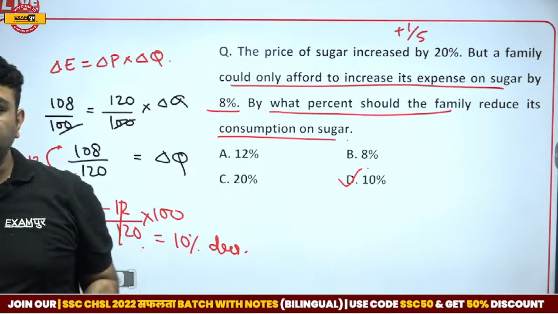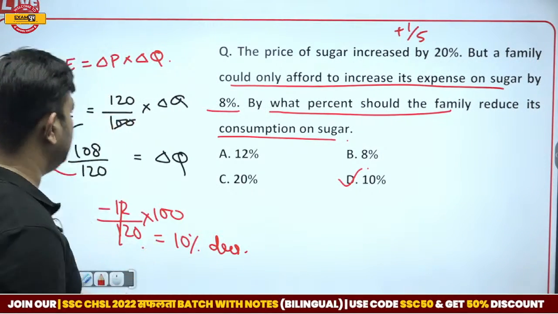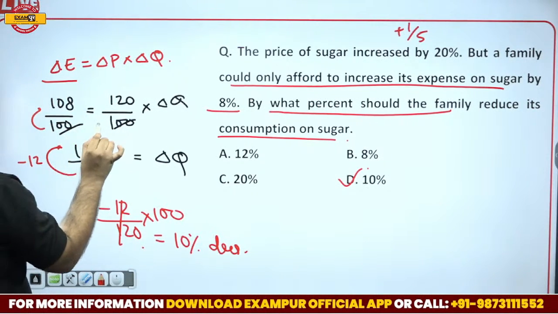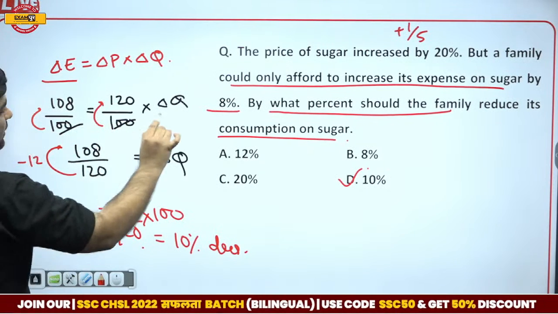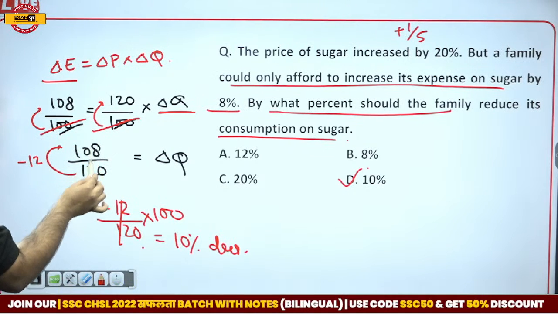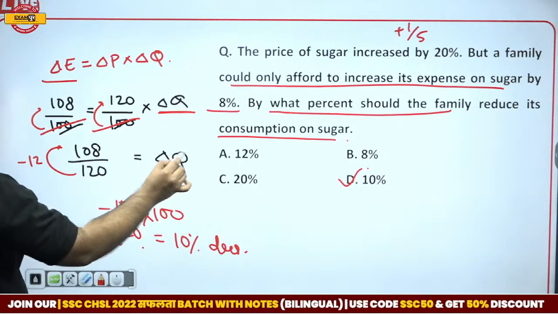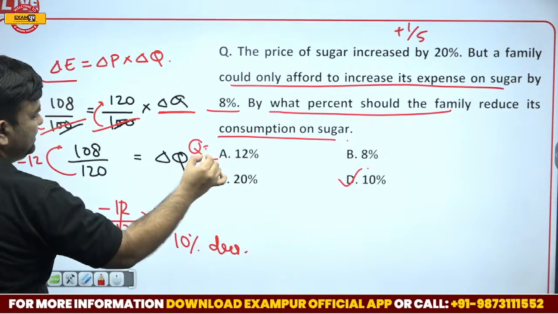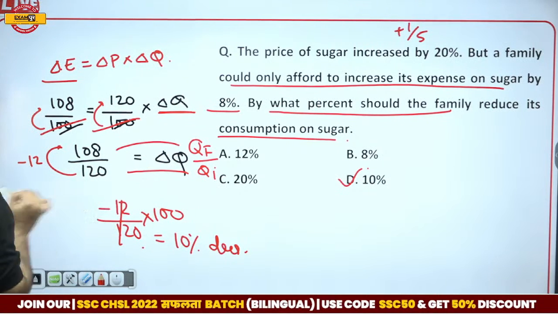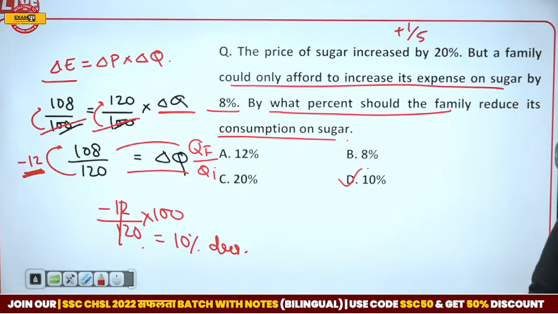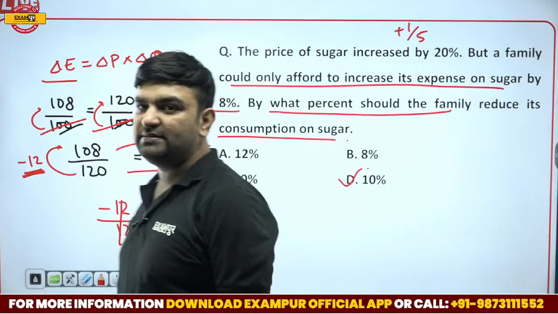Change in expenditure is equal to change in price into change in quantity. Expenditure is increasing from 100 to 108. Price is changing from 100 to 120. What is the change in the consumption? 100 cancels out, so 108 upon 120. So consumption initial upon consumption final, quantity initial upon quantity final, is in the ratio 120 to 108. So there is a decrement of 12 over 120 into 100, that is a 10% decrement.